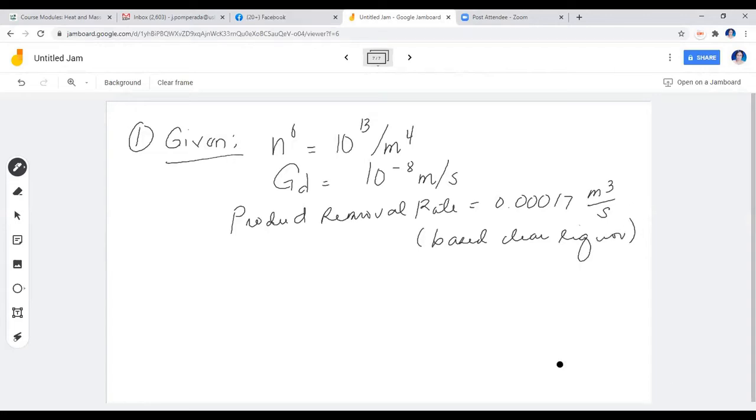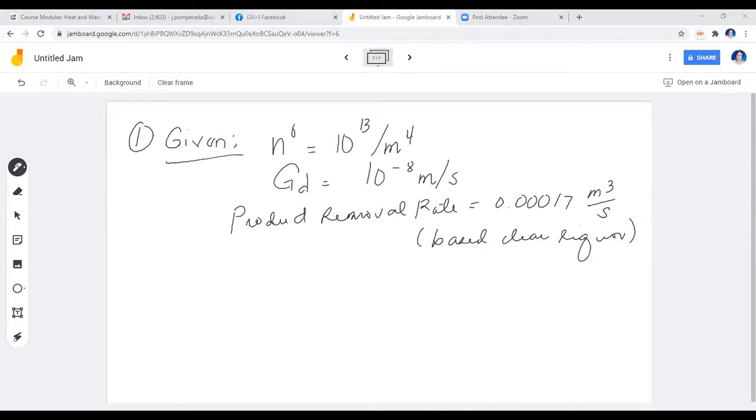Okay, that's the given information on the first statement I've read. So the nucleation rate is 10 raised to 13 per meter raised to the fourth. The growth rate is 10 raised to negative 8 meters per second. And the mixed product removal rate based on clear liquor is 0.00017 cubic meter per second.